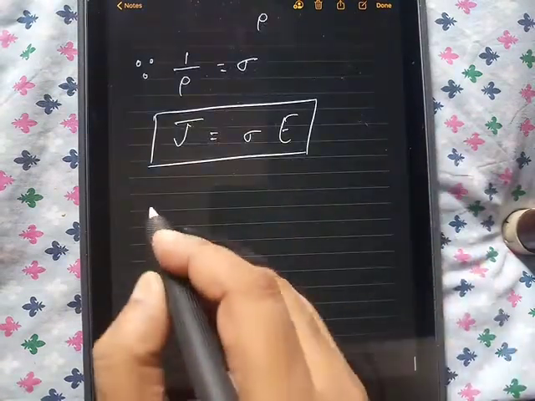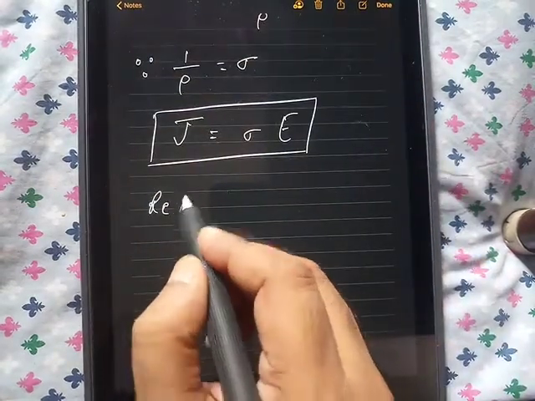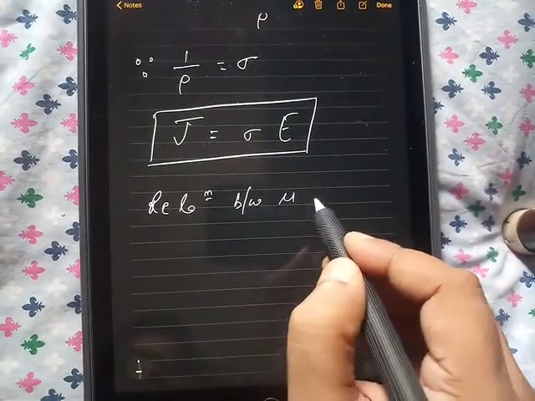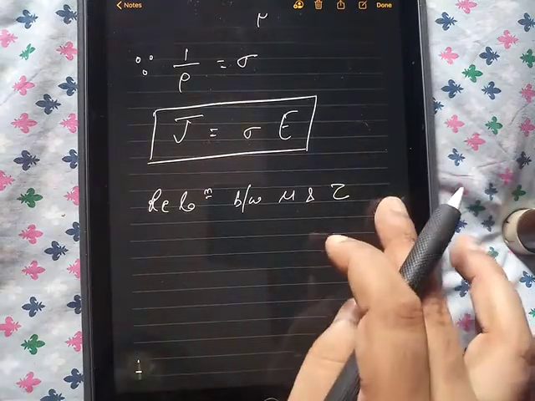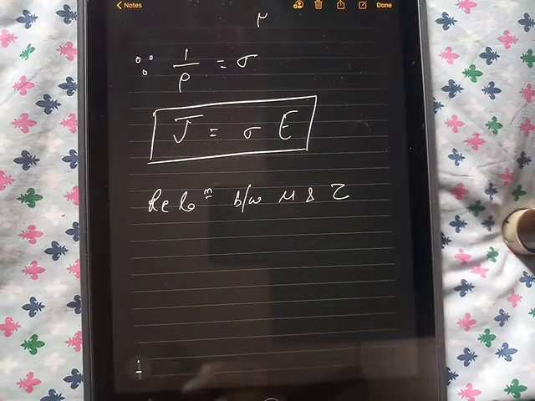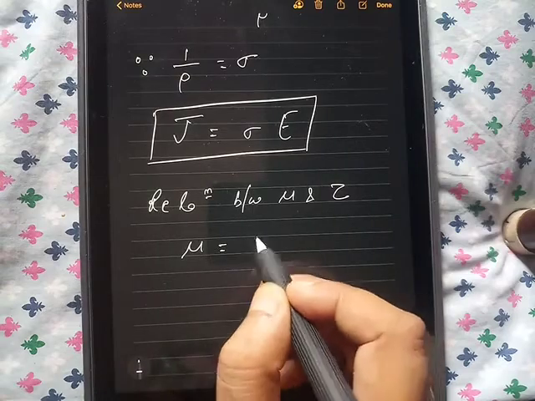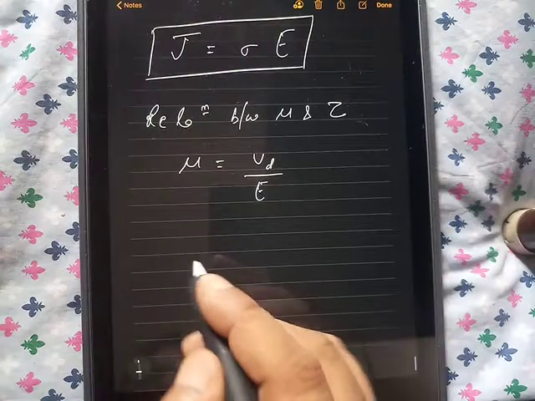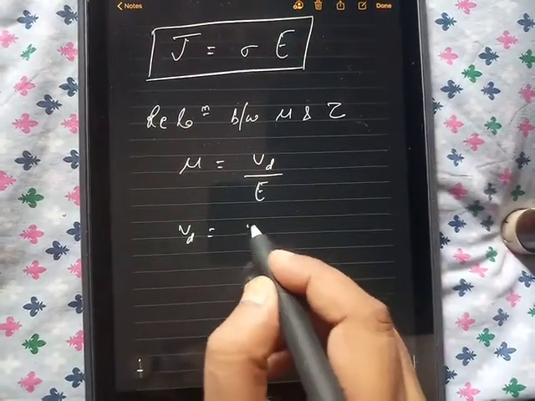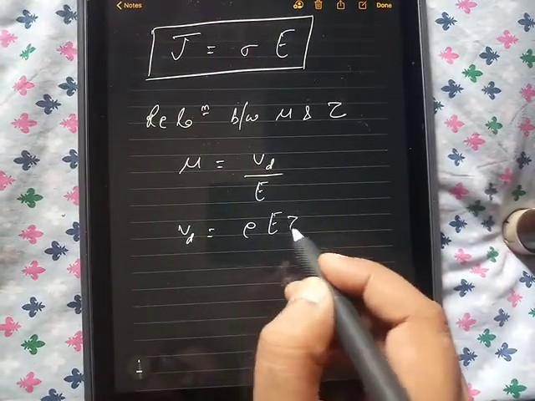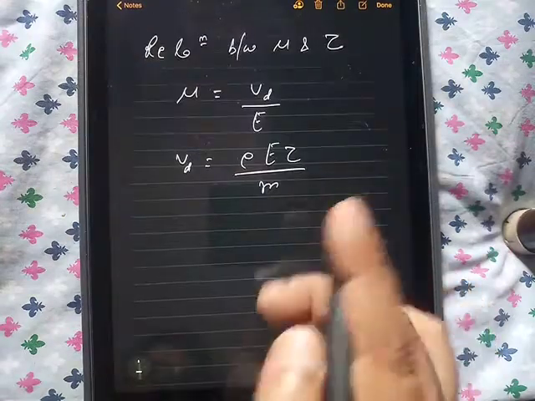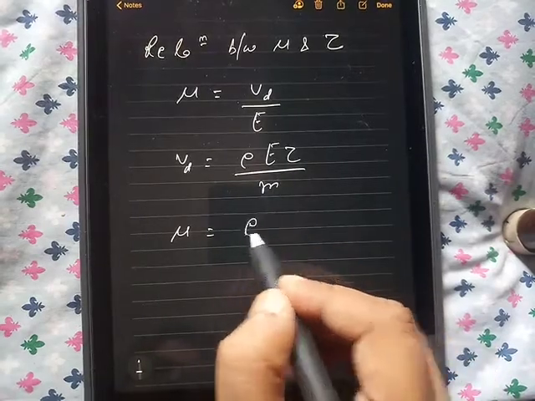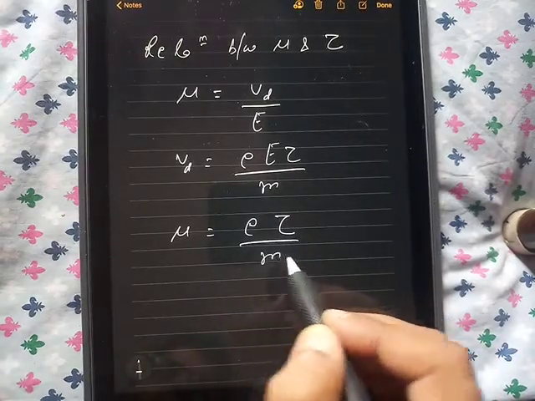Now we can easily derive these types of relations. Relation between mobility and relaxation time, mu and tau. We have studied mobility, mu equals Vd by E, and in place of Vd we can write e tau by m E. So mu equals, E cancels out, e tau by m.